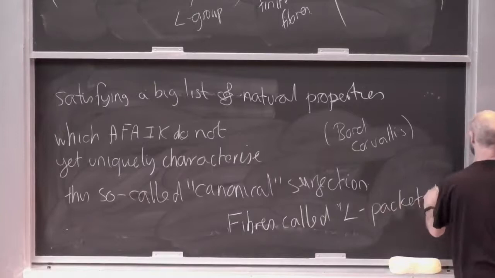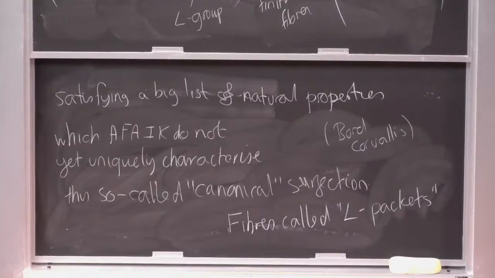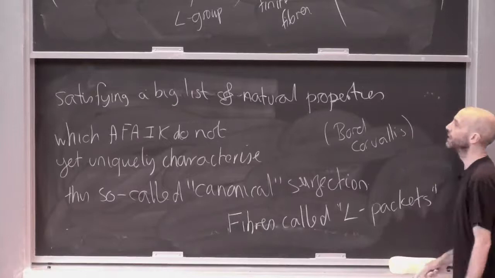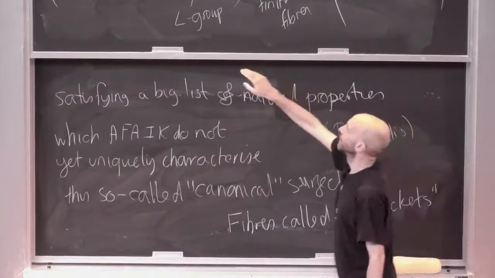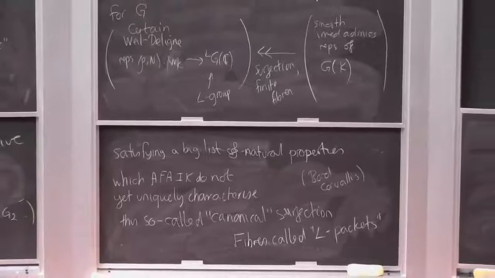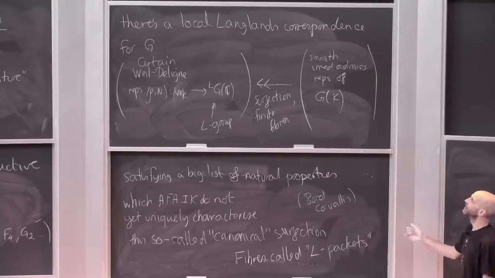So there are no L packets for GLN, but if you want to move away from GLN and do more general groups, then I would recommend you go in one of two directions. The first direction is you can go to SL2, which is a great example because it already shows you a lot of the phenomena. If G is the group SL2, then you're looking at representations of SL2 of the p-adic numbers, say. And they're supposed to be related to Weil-Deligne representations to PGL2 of the complexes. The reason it's a natural place to go is that if you know the bijection for GL2, then you can attempt to deduce the surjection for SL2.